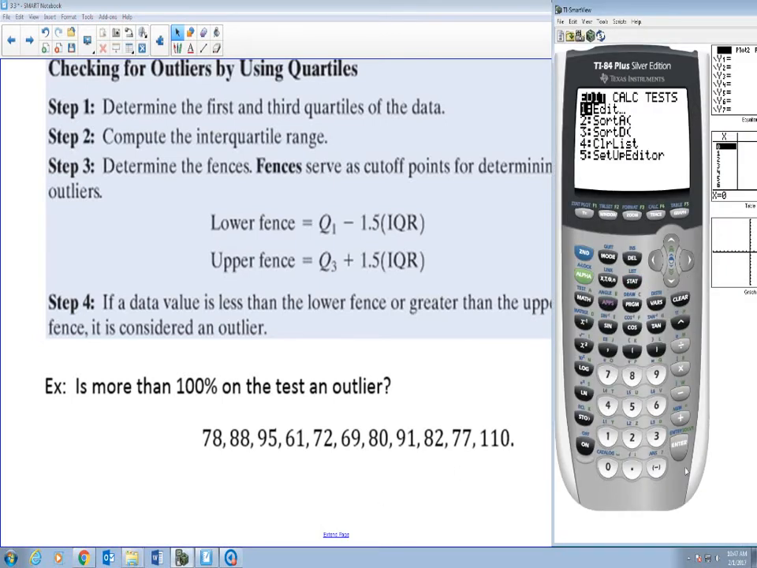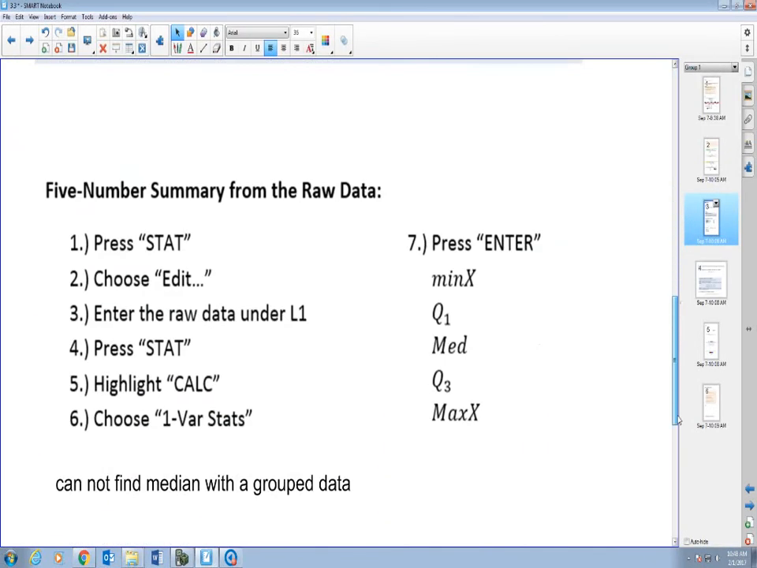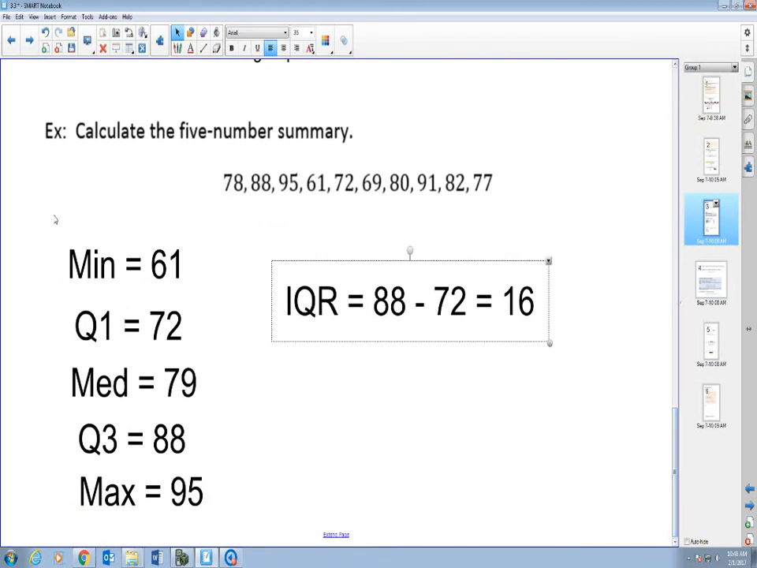So I'm going to go back to the calculator. I think I have all the numbers here: 88, 95, 61, 72, 69, 80, 91, 82, 77. And I want to add 110 to it. Once I add 110, my minimum, maximum, and all the 5-number summary will change. So let's redo this. Alright, the mean is 82.1 now. So I'm going to go back here and copy down what I typed.